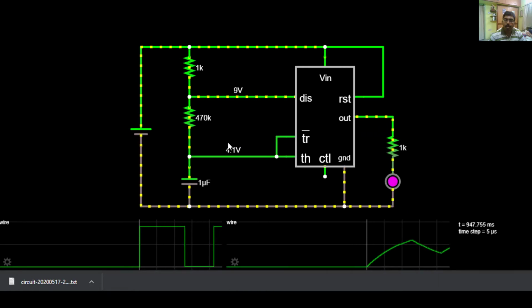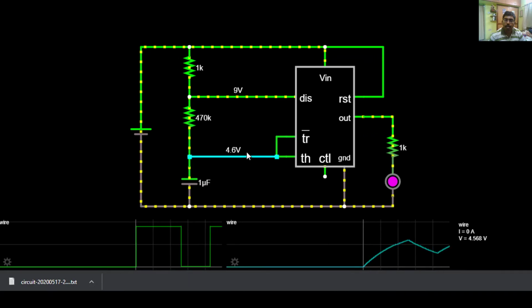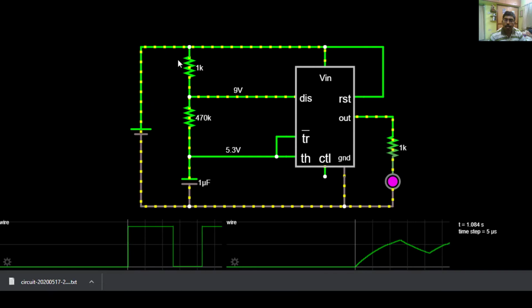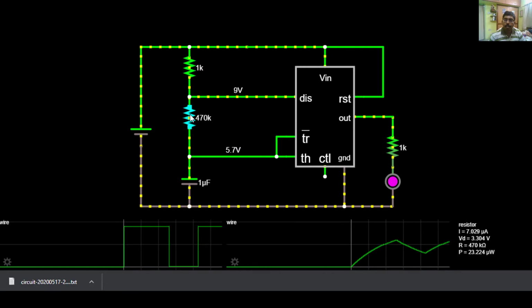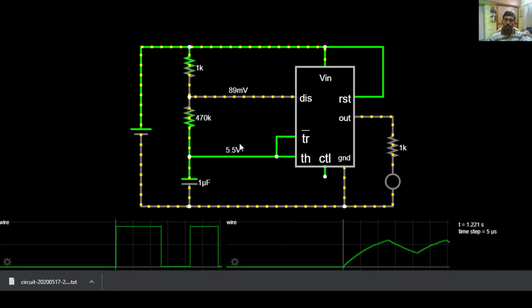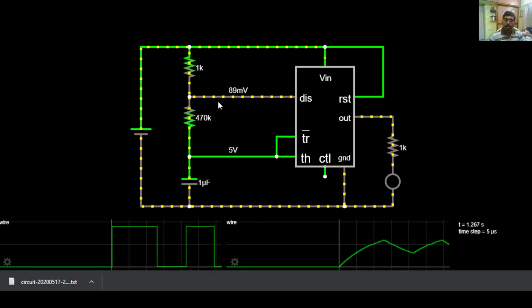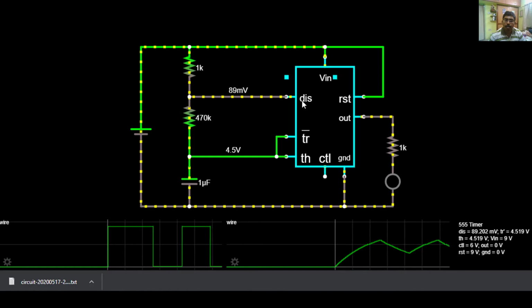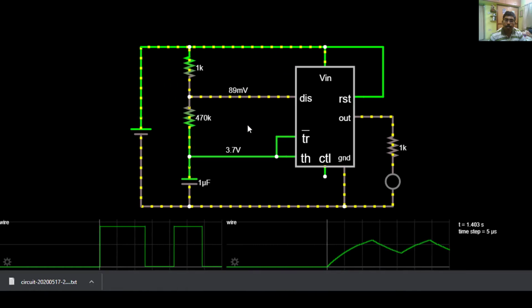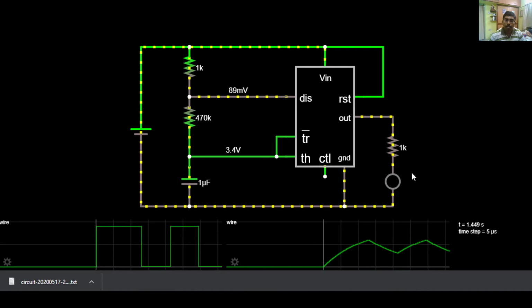After it reaches 1/3 VCC, which is 3 volt, it starts charging through this path of 1 kilo ohm, 470 kilo ohm and gets charged to a value of 6 volt. After 6 volt, it starts to discharge through the discharge pin. This operation continuously occurs and makes this LED blink.